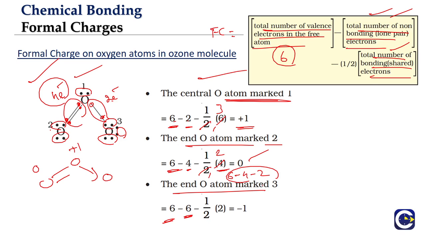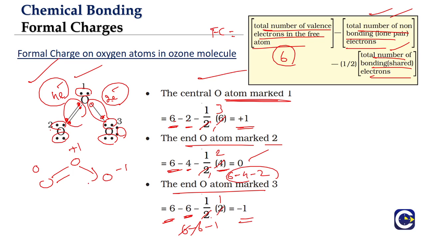Then minus half into the total number of shared electrons. It is engaged in sharing of how many electrons? 2 electrons, only one shared pair is there. Minus half into 2, which is 1. So what is it? 6 minus 6 minus 1. So the oxygen 3 has a formal charge of minus 1.